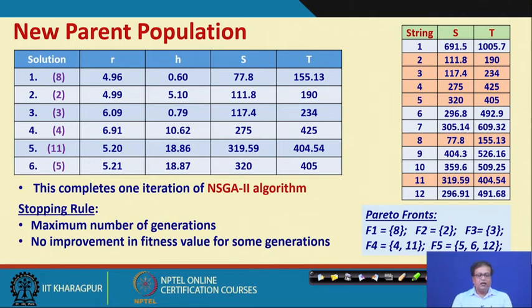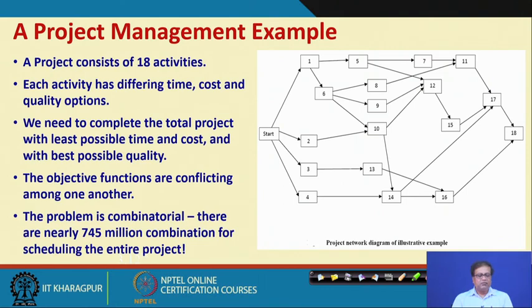Now, very quickly I will show you a very important problem, a project management problem. This is what is called a project management network diagram. There are 18 activities, and if we see the combinatorial problem, we need to consider time, cost and quality. Each one has different options, so the number of combinations is very high; it could be millions of combinations that are really possible.